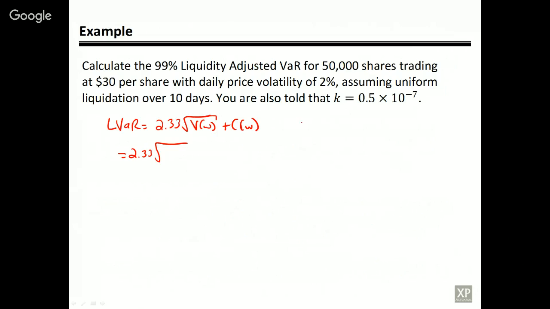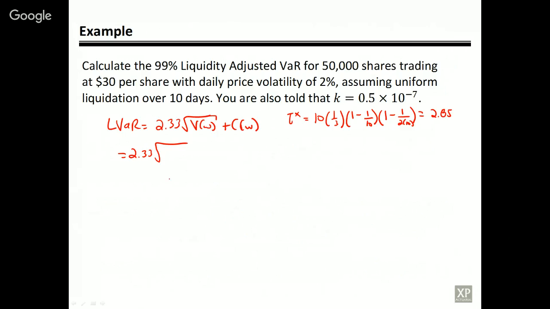Now what we need for VW is our T star value. So T star with 10 days would be 10 times 1 over 3 multiplied by 1 minus 1 over 10 multiplied by 1 minus 1 over 2 times 10. And this gives us 2.85.